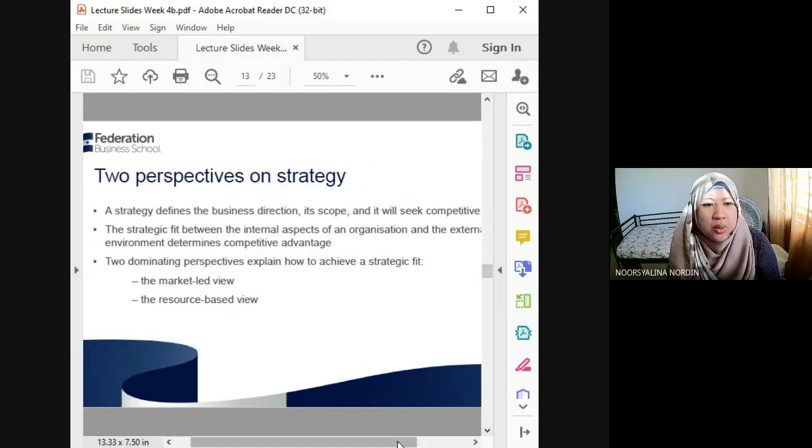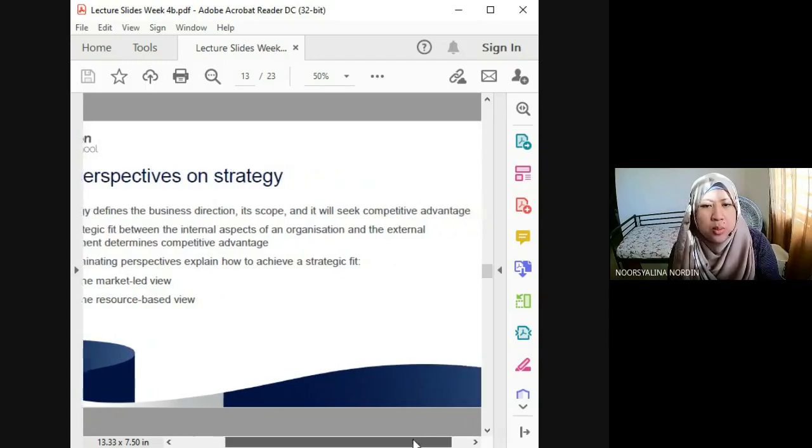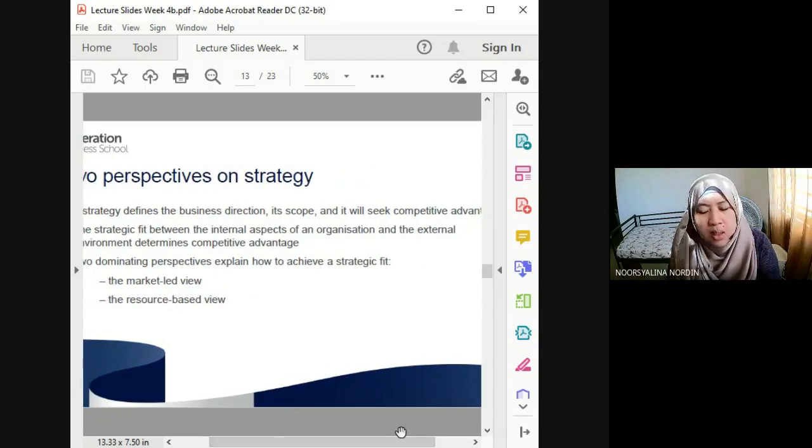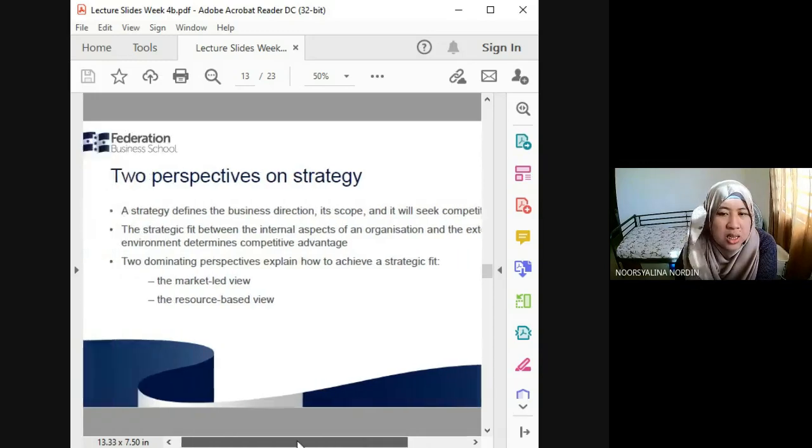And we also have two perspectives on strategy. Here, strategy defines the business direction and its scope, and it seeks competitive advantage. Remember, competitive advantage is defined as something able to attract customers in terms of value added or uniqueness, maybe like your intellectual property. The strategic fit between the internal aspects of an organization and the external environment determines the competitive advantage, how you want to compete with your rivals.